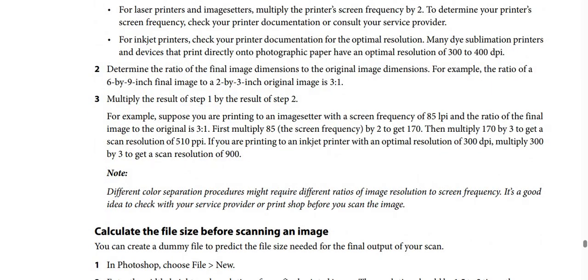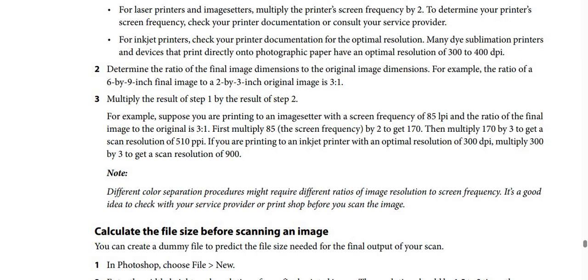Step number 2. Determine the ratio of the final image dimensions to the original image dimensions. For example, the ratio of a 6 by 9 inch final image to a 2 by 3 inch original image is 3 to 1. And step number 3. Multiply the result of step 1 by the result of step 2.